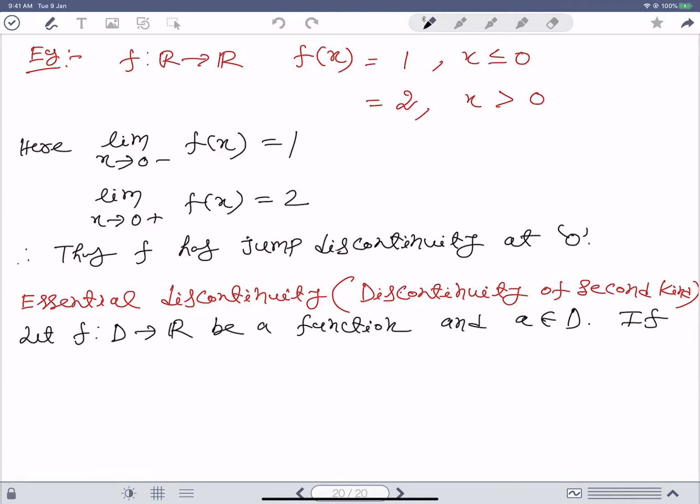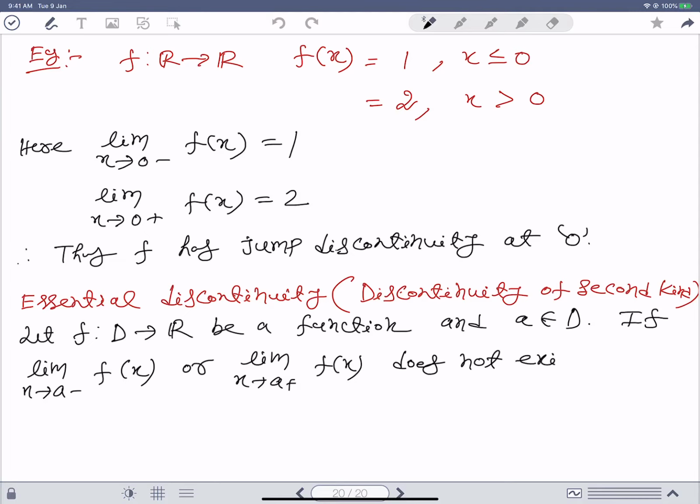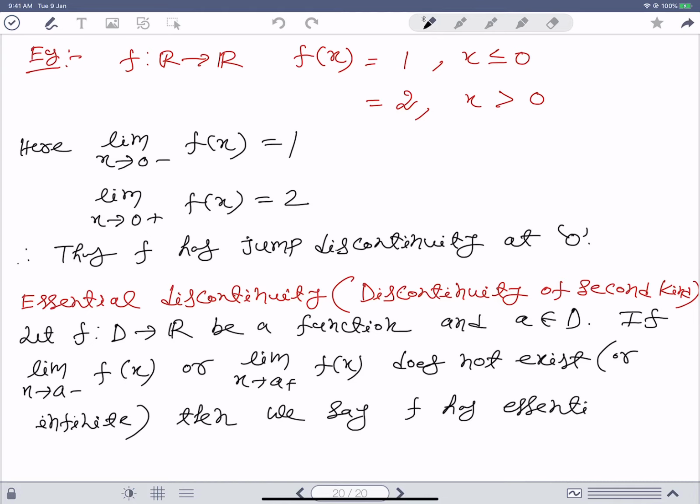Now if the left hand limit of f or the right hand limit of f at x equal to a does not exist or is infinite, okay, then we say f has essential discontinuity at x equal to a, or at the point a.